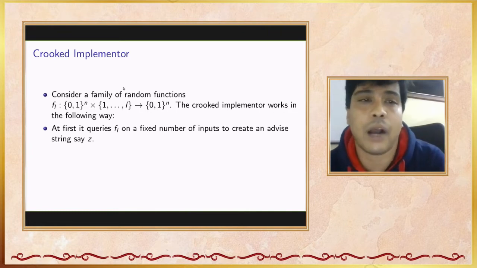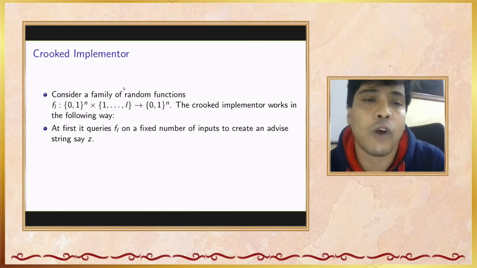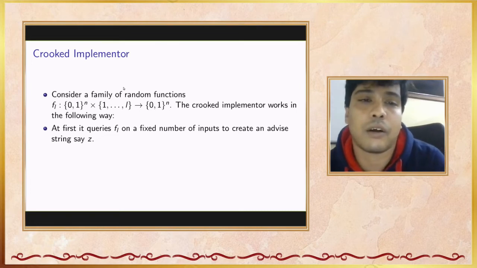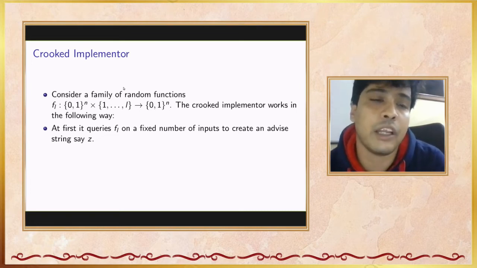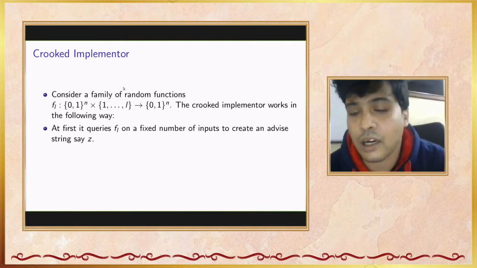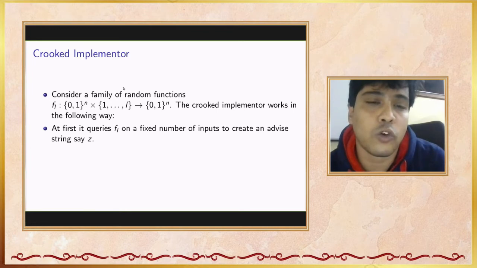Now we will first describe how the crooked implementer, or the adversary in the crooked setting, works. Basically, the adversary in this case at first has an advice string to itself. Even before the online phase begins, it queries the family of random functions on some fixed number of points, gets the input-output pairs, and uses them as an advice string. Now, when the online phase begins, when the function F_L and the input X are given, it decides whether to crook or subvert F_L at the point X in the following way.